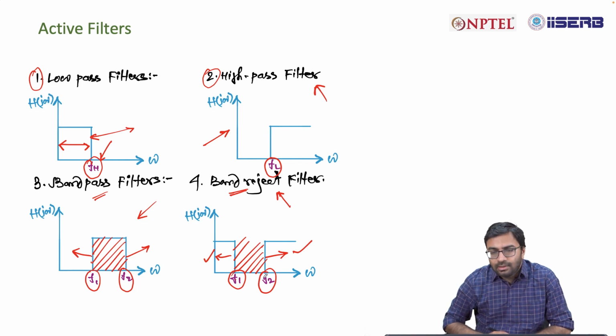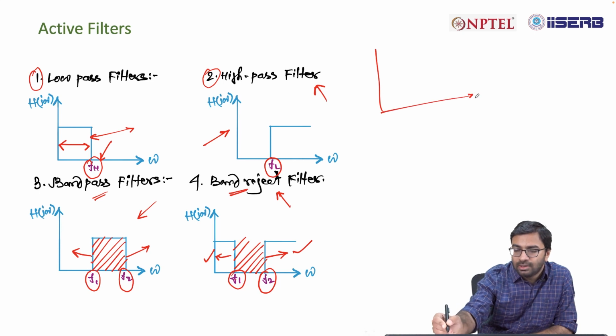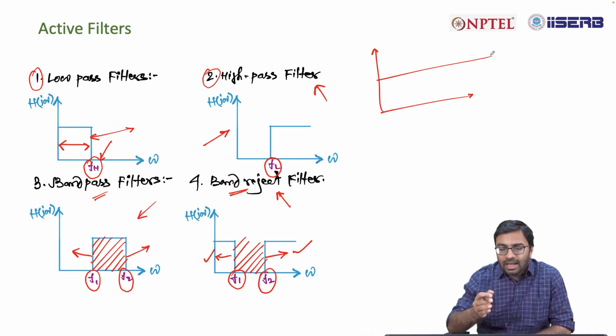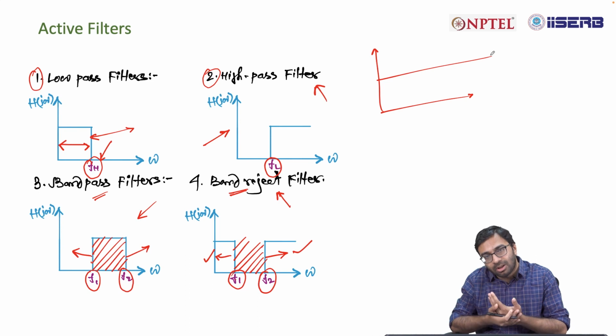Then we also have another filter which is known as the all pass filter. In this case, the filter allows all the frequencies to pass through, but it has a different application altogether, because if the filter is allowing all the frequencies to pass through, then what is the need of that filter?